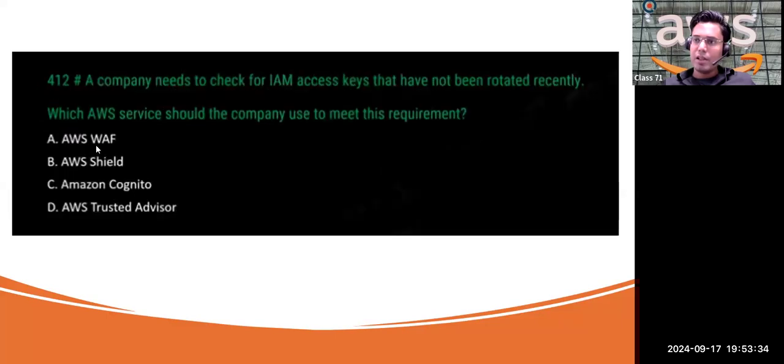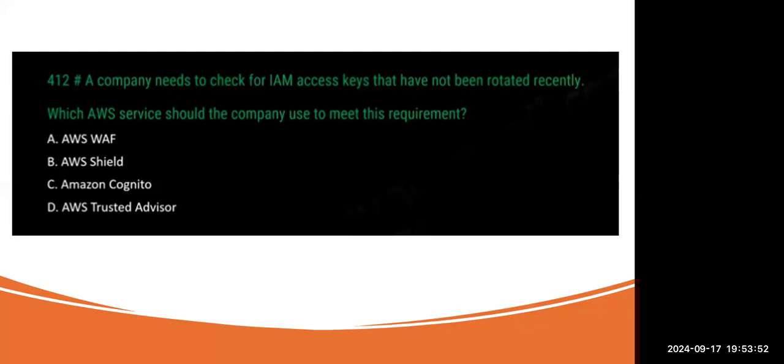It's called multi-AZ. So now question 412: a company needs to check IAM access keys that have not rotated recently. Okay, now what do you think? That's a tricky question. It would be a company needs to check for IAM access keys that have not been rotated. We know it's not the AWS web application firewall. It's not Shield, and I would say I don't know. Maybe it is D. I don't know the answer to that.